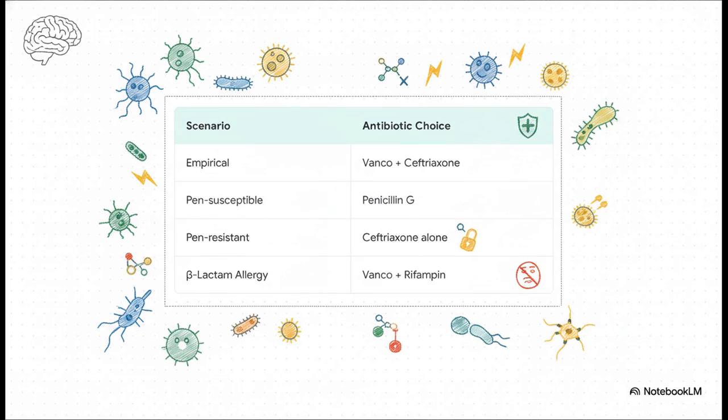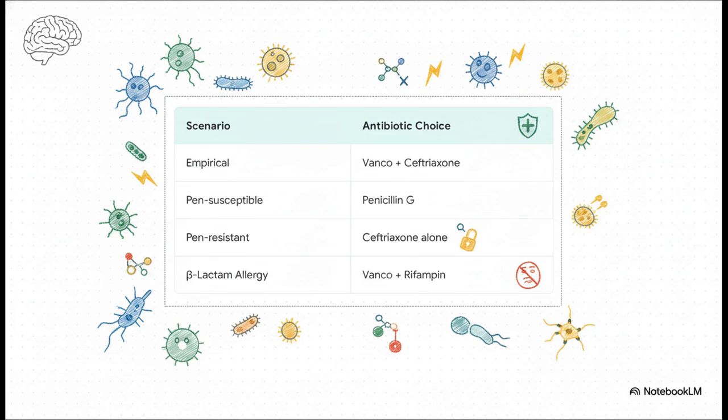Okay, let's walk through this incredibly high-yield treatment algorithm for meningitis. Because we're dealing with high resistance rates, your initial empirical therapy, before you even know the sensitivities, has to be vancomycin combined with either ceftriaxone or cefotaxime. You absolutely have to cover all your bases up front. Then, once you get the lab results back, you can safely narrow it down.